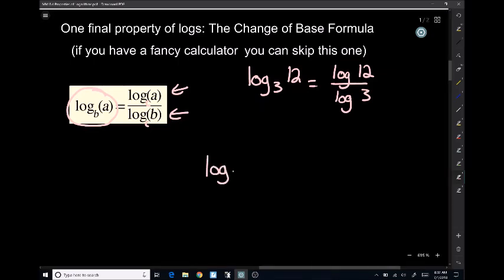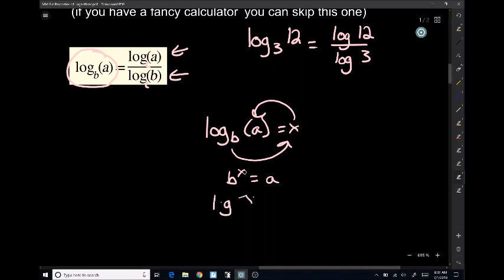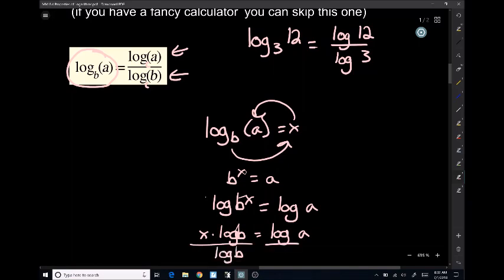Let's say that we had log base b of a. Well, what I can do is I can just call this x. And I get b to the x equals a. Then the tricky little bit you're going to start seeing is I can take a logarithm of both sides. Just the logarithm of b to the x equals log of a. The x comes out in front as a multiplier. I can divide both sides by log b. And that gets me x equals log of a divided by log of b. So there is the change of base formula.